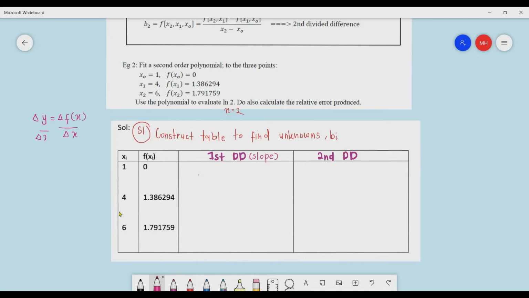Okay, over change in x. So always lower minus upper. So let's draw the arrow like this. Just follow this arrow. Always lower minus upper. So we have fx here.